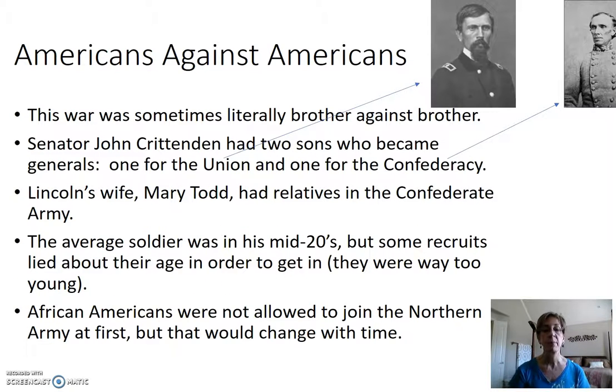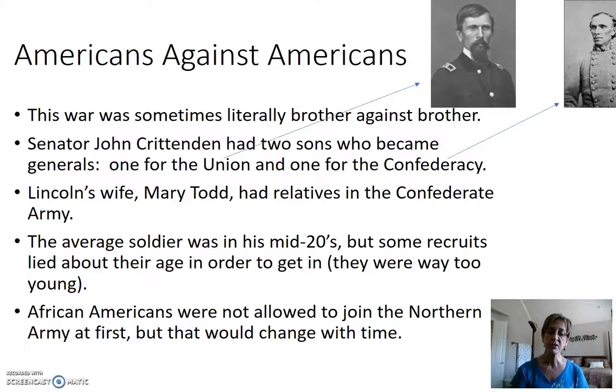All right, so it literally was Americans against Americans, and I looked up some information just to illustrate this fact. Senator John Crittenden, the one who wrote the Crittenden Plan, especially in these border states, Kentucky, Missouri especially, had two sons. One was a general for the Union. The other one, on the far right-hand side, whose picture's almost cut off, was a general for the Confederacy. The guy who was a general for the Confederacy had served in the Mexican-American War and been held in a Mexican prison camp for 2 years, so he was probably quite the soldier. Lincoln's wife, Mary Todd, who was from Kentucky, because Lincoln was from Kentucky, her family were Confederate sympathizers. She had relatives who were serving in the Confederate Army.